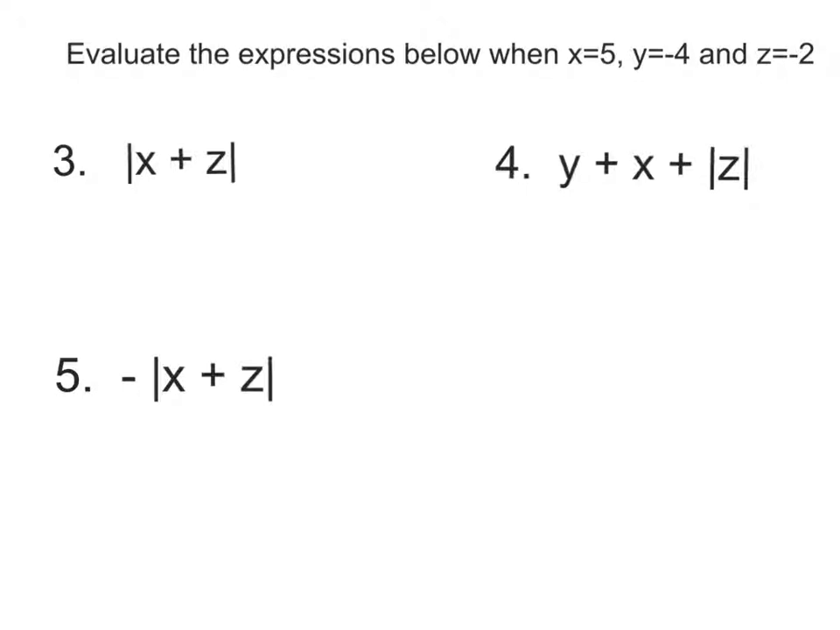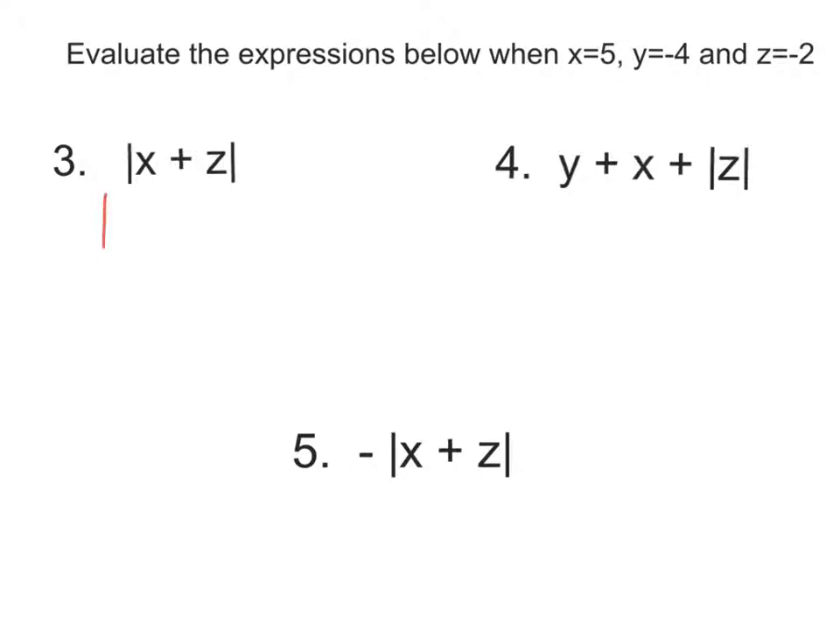All right, couple more here. These expressions have the absolute value symbol in them, so let's see how that changes things. The beginning is still the same. We take each of the values of x, y, and z, and we substitute them in. But what we want to make sure that we do all the time is that we rewrite the expression with those values in for the letters.